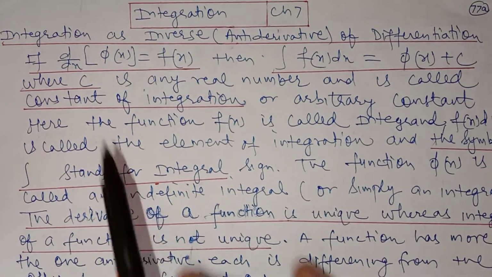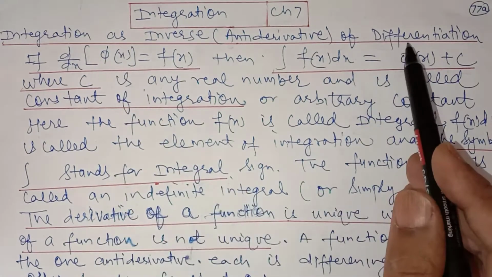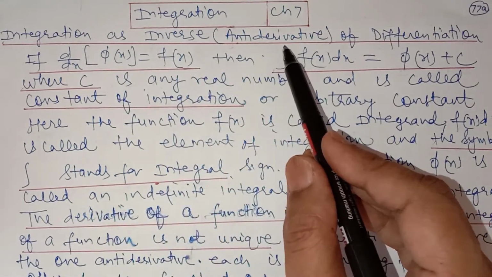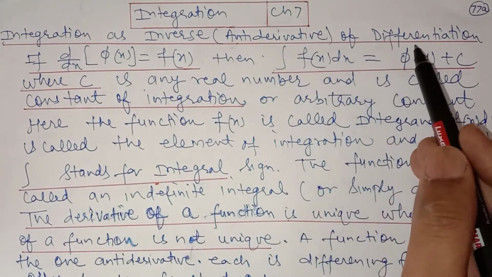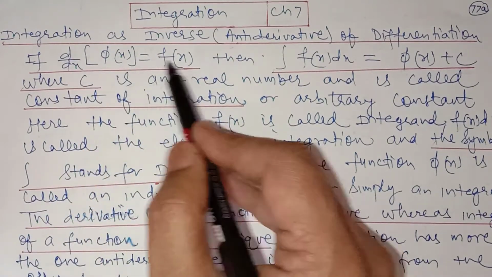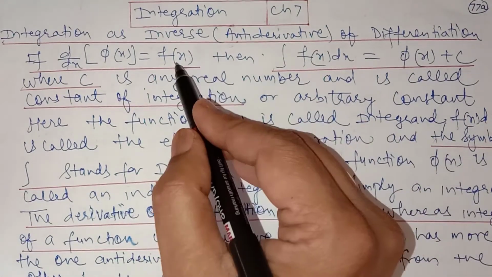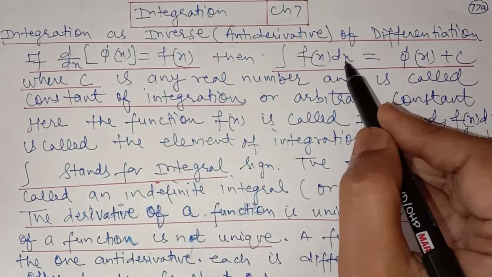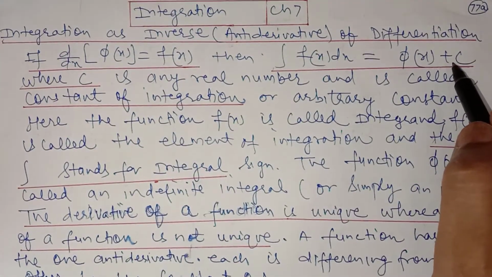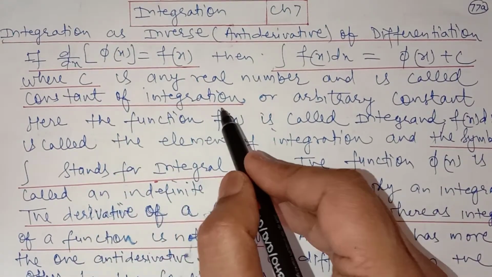Now, what is integration? Integration is the inverse of differentiation, or we can say integration is the antiderivative of differentiation. Now, if d upon dx of phi x is equal to f x, that is, the derivative of function phi x is equal to f x, then the integration of f x with respect to x is equal to phi x plus c, where c is any real number and it's called the constant of integration.